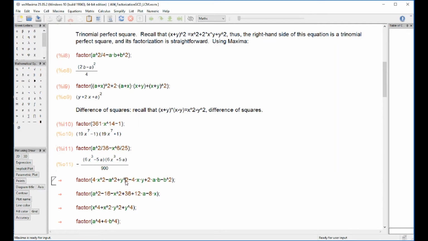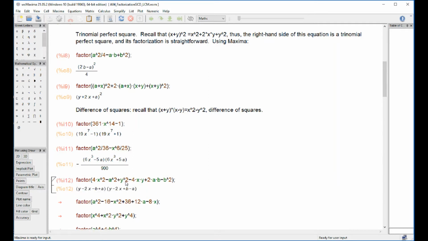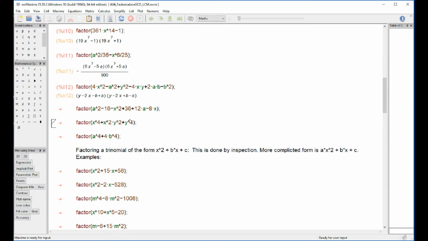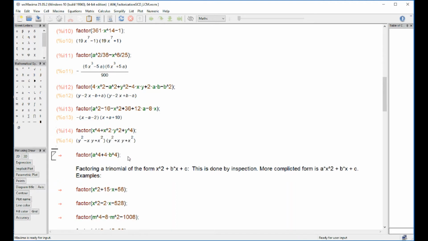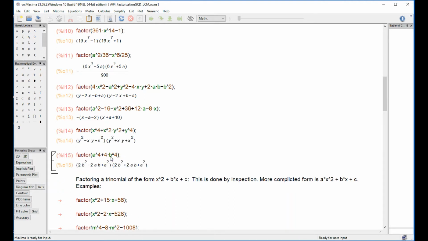Here are some examples. Here's one where it is actually the sum and difference, but it is a complicated kind of binomial. Here's another factorization, and essentially the function factor is very good. It does the job all of the time.